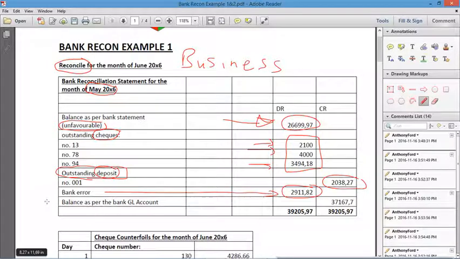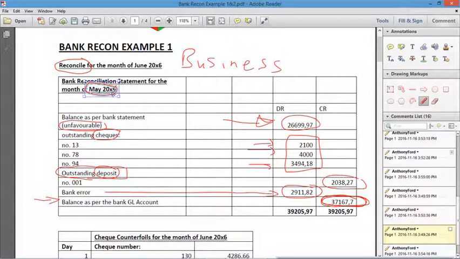And then obviously the balance as per the bank general ledger account, which is the last item. Is this important? Yeah. Why? Because it's credited. And why else? What month is this? The last month, May. So last month's bank balance is what? This month's opening balance. So May was last month, June is this month. So what am I going to start June with? The credit balance of 37,167.